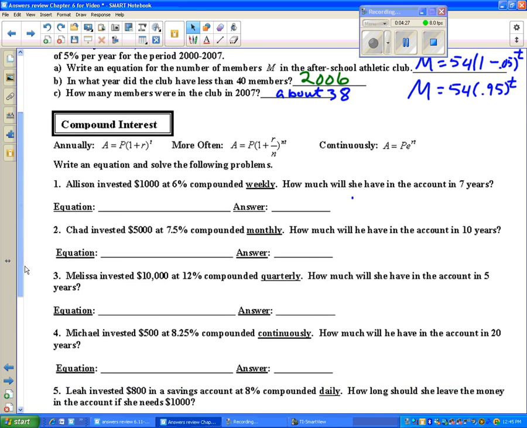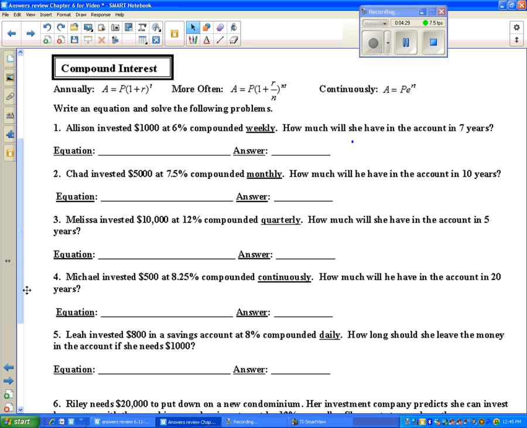Compound interest: annually, more often, and continuously. Write an equation and solve the following problem. Allison invested $1,000 at 6% compounded weekly. How much will she have in the account in 7 years? Compounded weekly is more often. So y is equal to my initial amount times 1 plus my rate, 0.06, divided by 52 weeks in a year, to the 52 times 7.